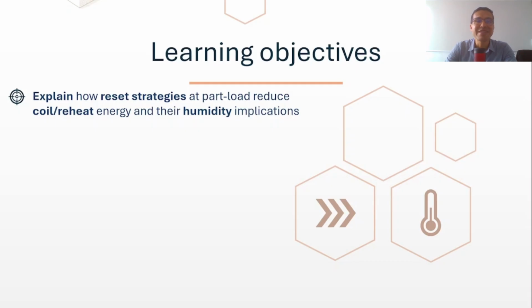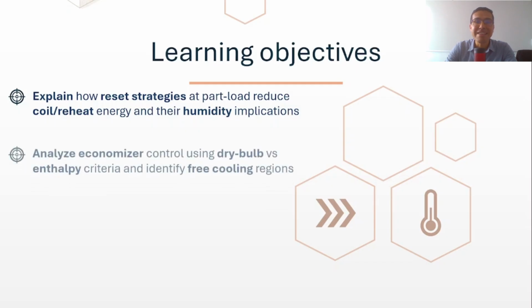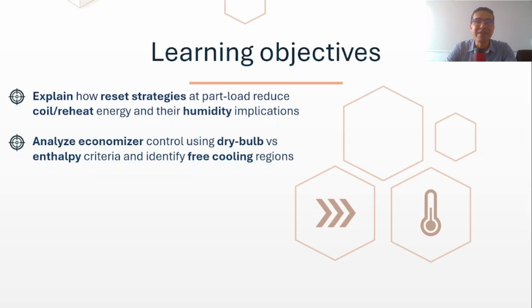Our first objective is to explain how reset strategies at part load reduce coil and reheat energy and what their humidity implications are. Next, we'll analyze economizer control using dry-bulb versus enthalpy criteria and identify the free cooling regions.